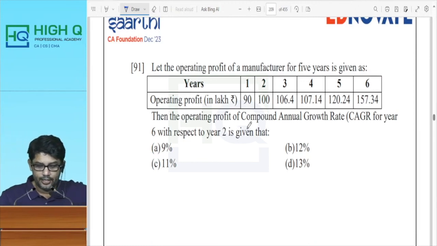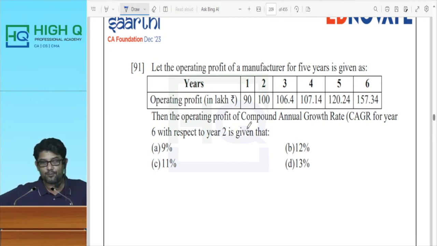Let the operating profit of a manufacturer for 5 years be given. Then the operating profit compound annual growth rate, CAGR, for year 6 with respect to year 2 is to be found. My dear, how many of you are seeing this type of question for the first time?